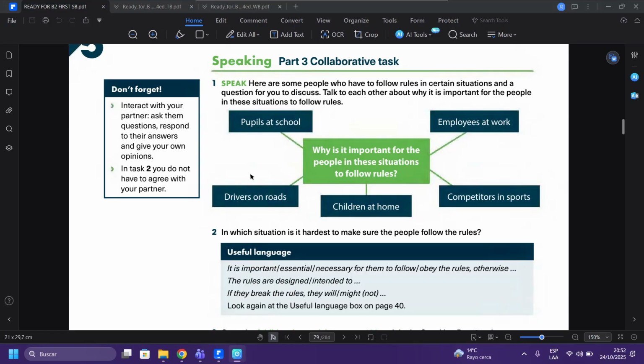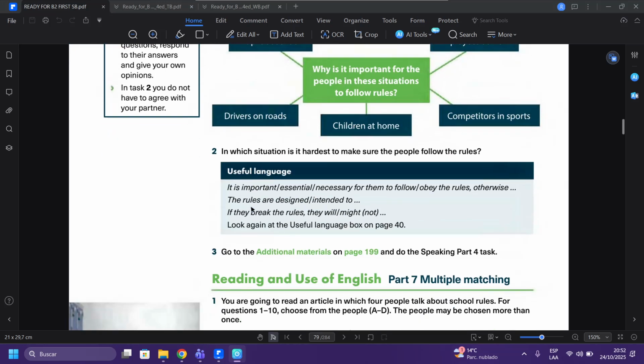According to me, I guess that it is a little bit difficult to make sure that drivers on roads follow the rules, because I think that there are not enough people or time to make sure that these kinds of drivers do things properly, to drive properly without being drunk, alcohol, and things like that. That's true. For example, at home you can control your children. At school, to a fair extent, you can control your students. Employees at work, of course, yes. Competitors in sport, it's kind of easy, but drivers on roads, it's kind of impossible to control this. Yes, of course.